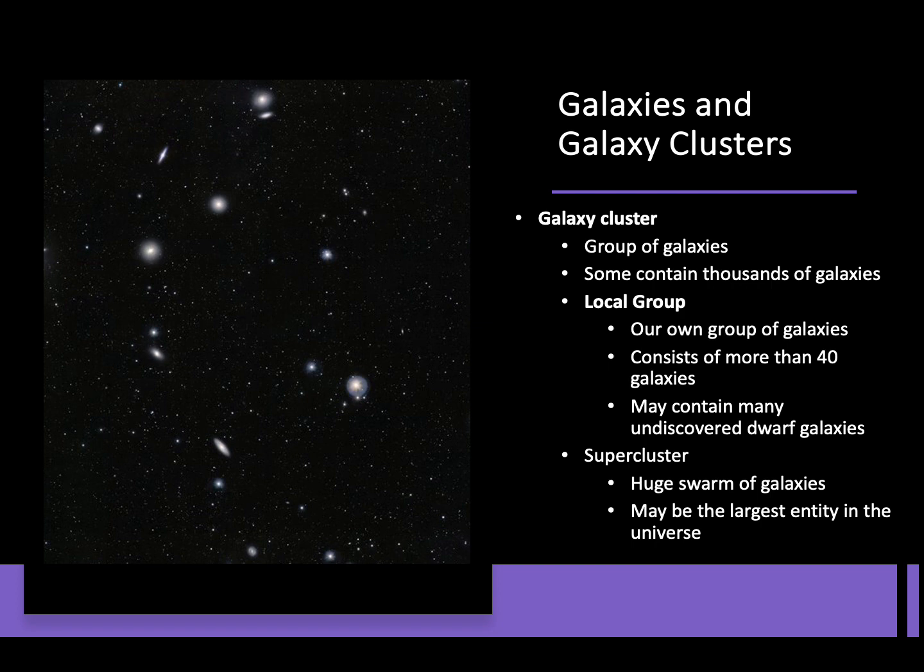But we also want to look at a larger scale. Our local group is just going to be what's nearby. We also have what are called superclusters. And this is where we're going to have thousands of galaxies together. And they could be the largest entity in our entire universe.